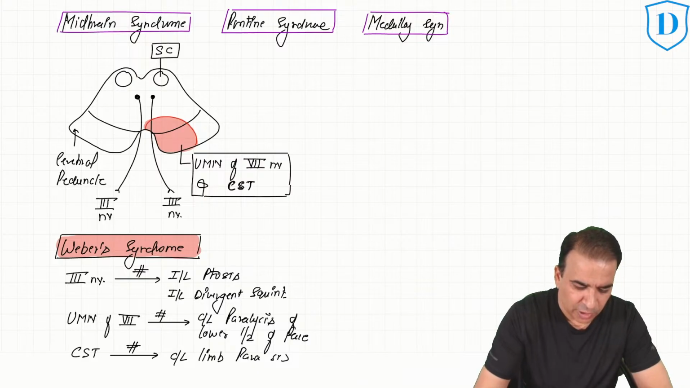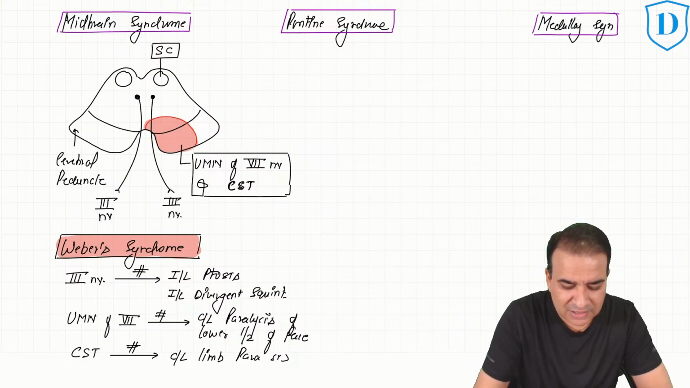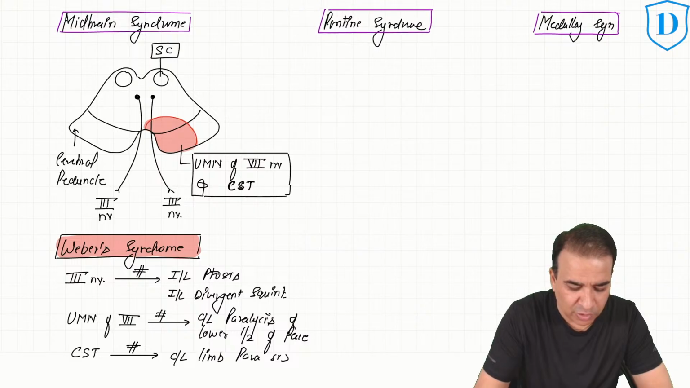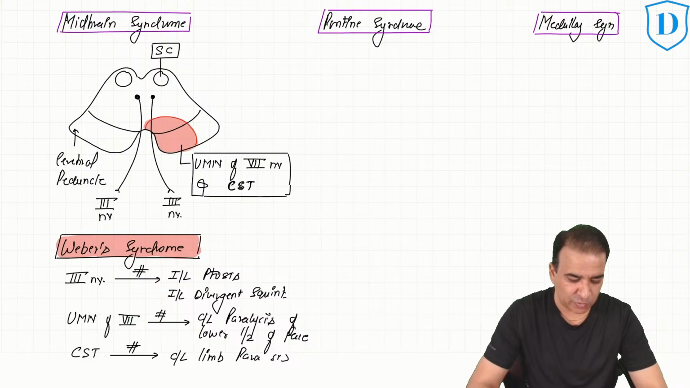If it is an upper motor neuron lesion, there will be spasticity. If it is a lower motor neuron lesion, there is flaccidity, but if it is an upper motor neuron lesion, there will be spasticity in that case. So that is about one major syndrome from the midbrain.